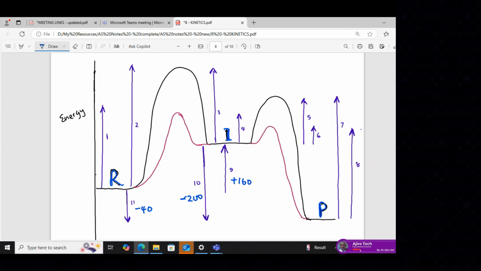The energy gained to go from R to I was 160. Now the energy lost to go from I to P is minus 200. Is that okay? So at the end of the day, the guy has lost. How much has he lost? Only 40. Do you get it?